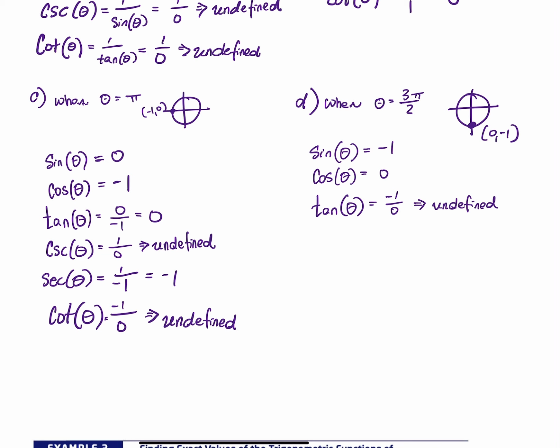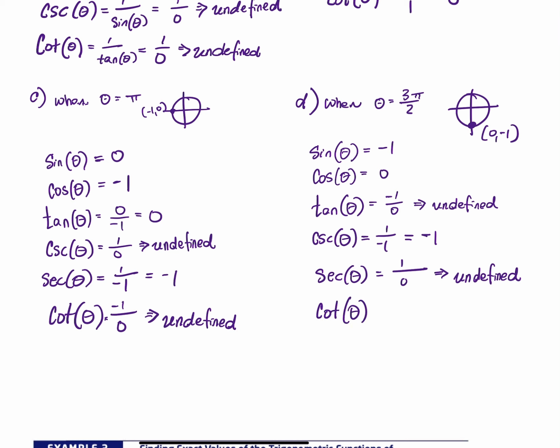Then we have the cosecant. That is 1 over -1, because that's 1 over the sine. Sine was -1, so this will equal -1. Then the secant is 1 over the cosine, so 1 over 0. That will be undefined. And then the cotangent, when theta equals 3 pi over 2, is the reciprocal of the tangent, so 0 over -1. So that'll be equal to 0.